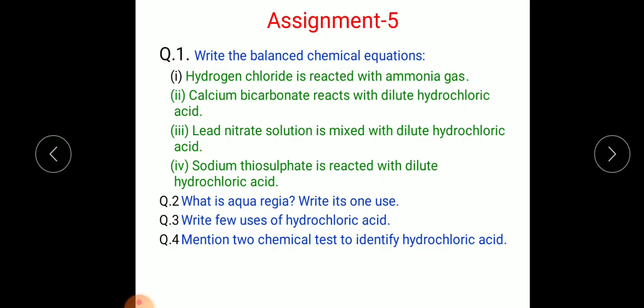Now today's assignment 5. Question number 1. Write the balanced chemical equations. 1. Hydrogen chloride is reacted with ammonia gas. 2. Calcium bicarbonate reacts with dilute hydrochloric acid. 3. Lead nitrate solution is mixed with dilute hydrochloric acid. And 4. Sodium thiosulfate is reacted with dilute hydrochloric acid. Question number 2. What is aqua regia? Write one use. Question number 3. Write a few uses of hydrochloric acid. And question number 4. Mention any 2 chemical tests to identify hydrochloric acid. So complete this assignment and send it to my mail.